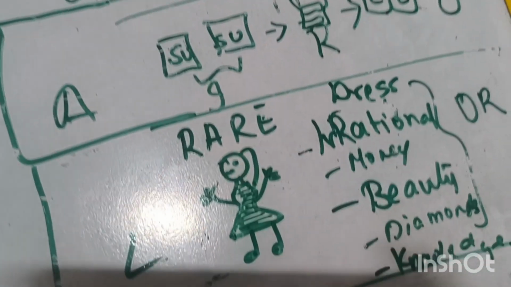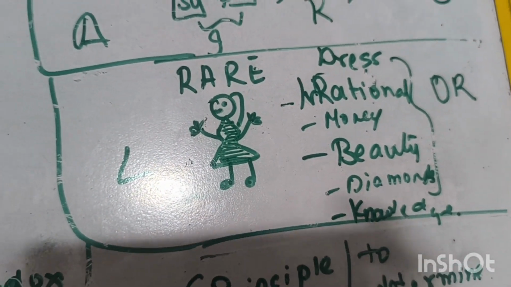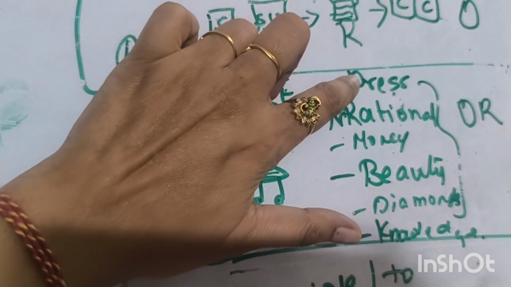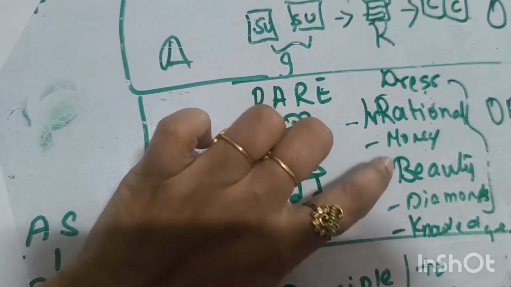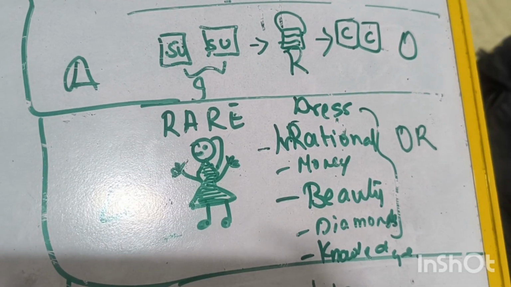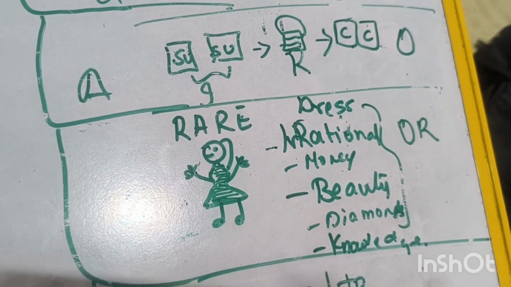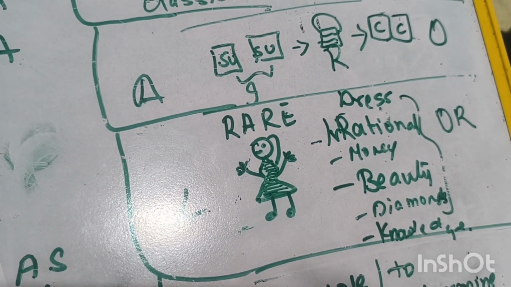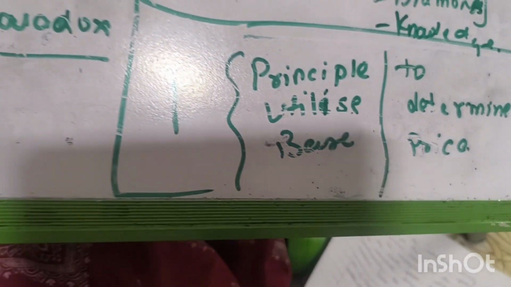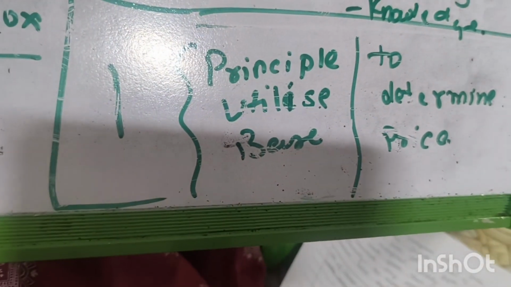These are the points of limitations, which are denoted by a keyword: a girl by name RARE, she has stress and she's irrational. Money, beauty, diamond, knowledge. So this is the keyword wherein you can remember that. This is a reminder. After the limitations, you have the importance. You can keep the keyword.